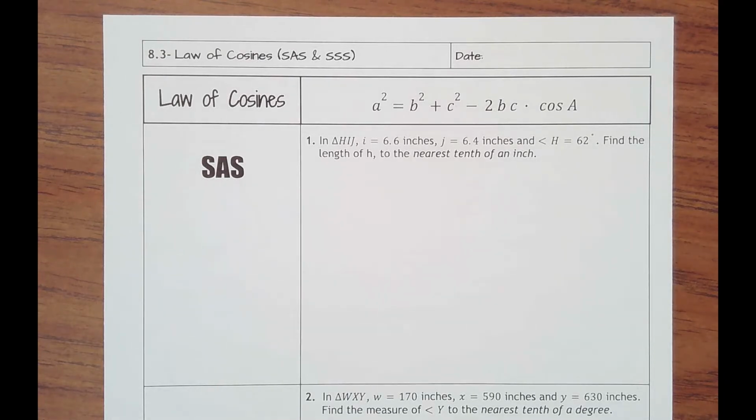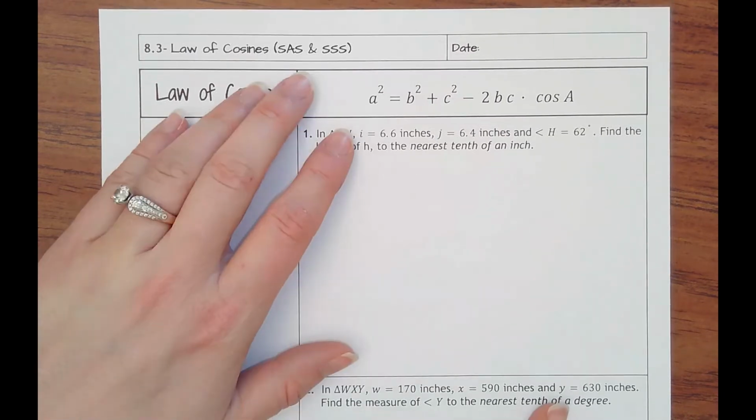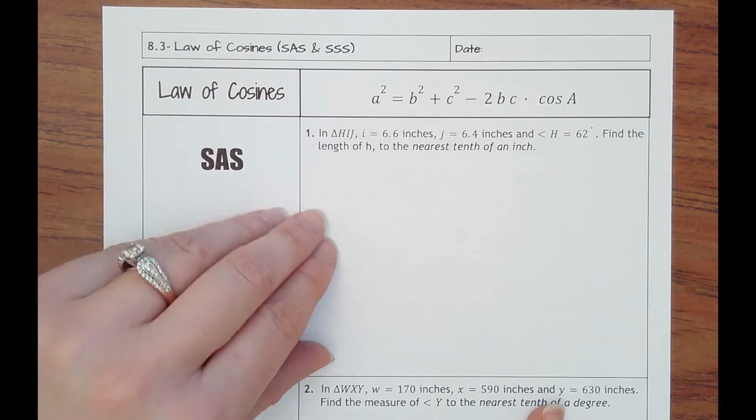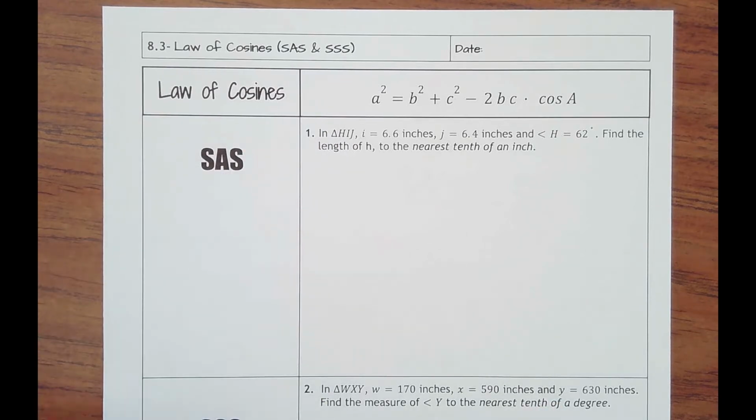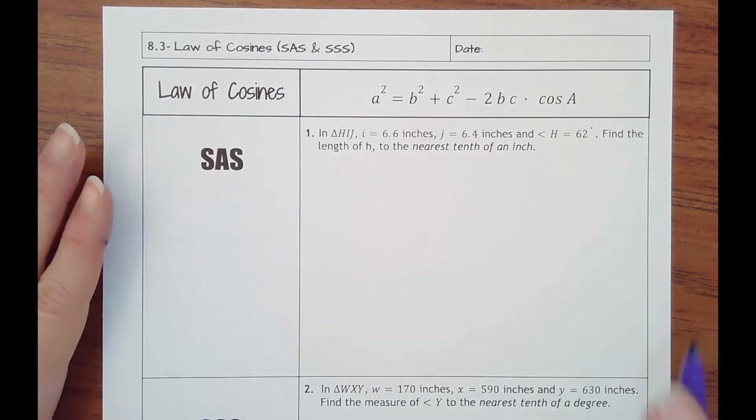Lesson 8.3, Law of Cosines. These are for triangles that have side angle side or side side side. I don't really pay attention to these a whole lot. I'll tell you what I look for so that I know I can use these formulas. So Law of Cosines is kind of lengthy.